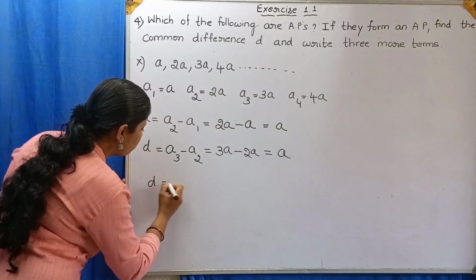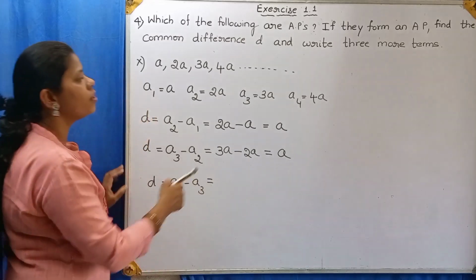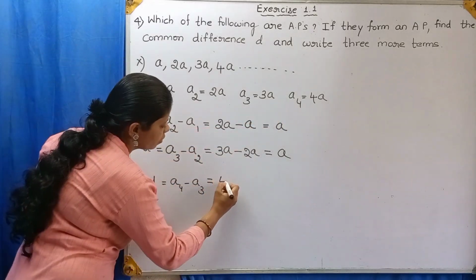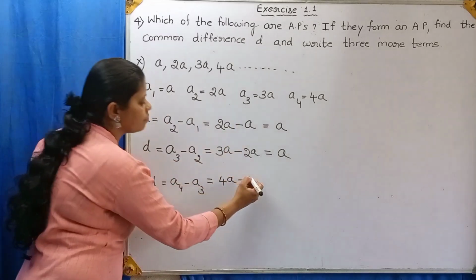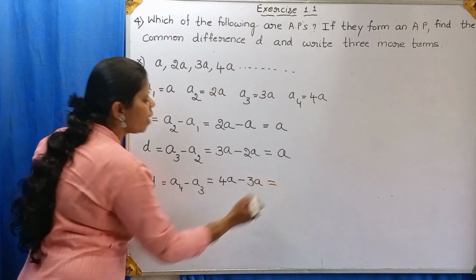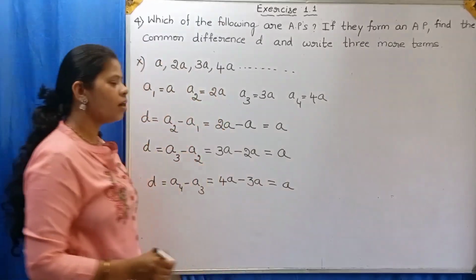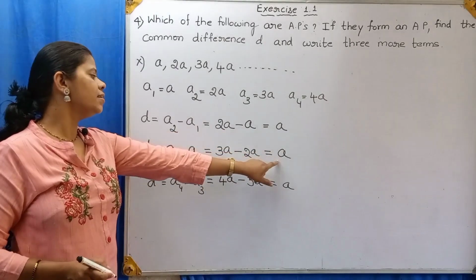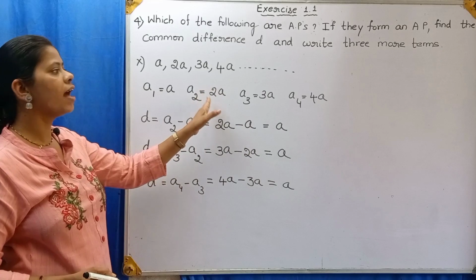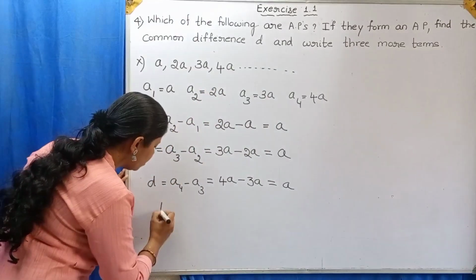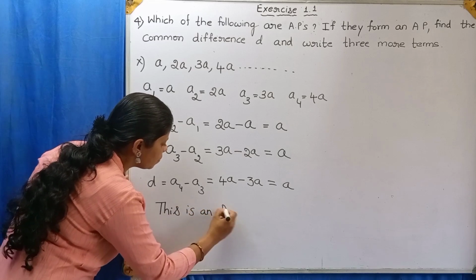Okay. Now let us find out the difference between these two. D is equal to A4 minus A3. A4 is 4A. Minus A3 is what? 3A. 4A minus 3A. It is what? A. Now observe this. A. All the differences are same. Therefore, this is an AP. Okay? This is an AP.